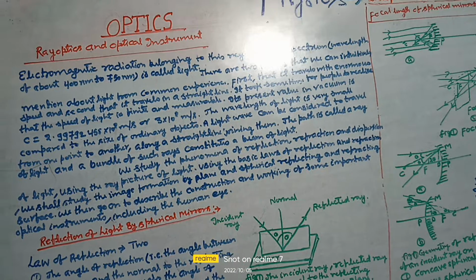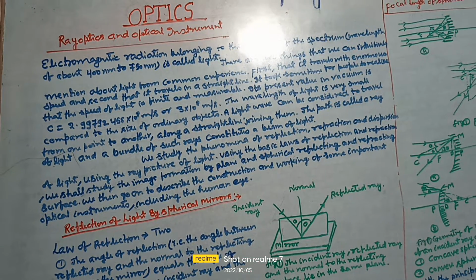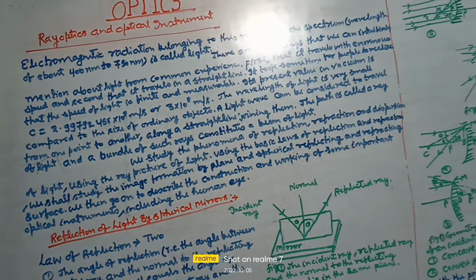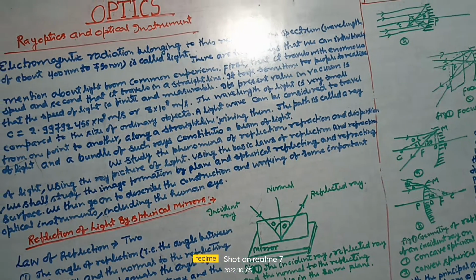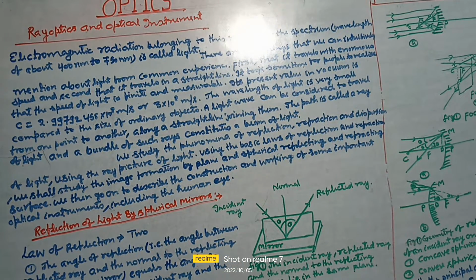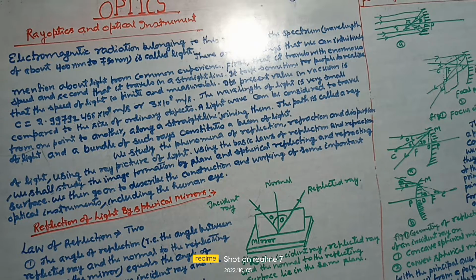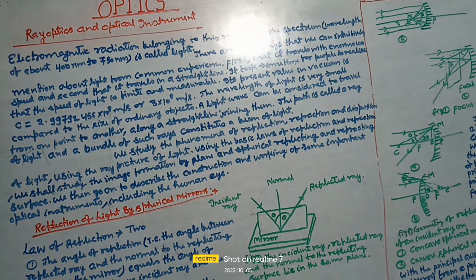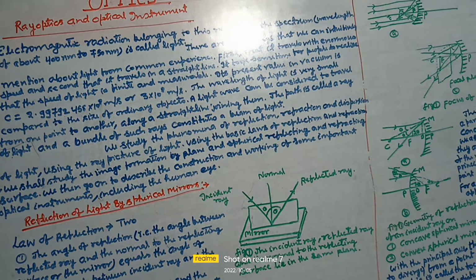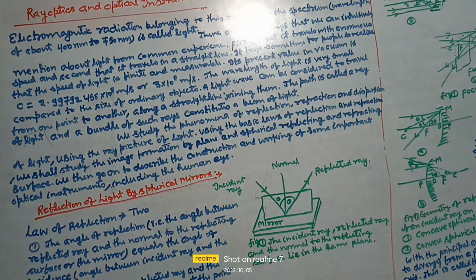There are two things that we can intuitively mention about light from common experience. First, that it travels with enormous speed, and second, that it travels in a straight line. It took some time for people to realize that the speed of light is finite and measurable. Its present value in vacuum is c = 3 × 10⁸ meter per second.